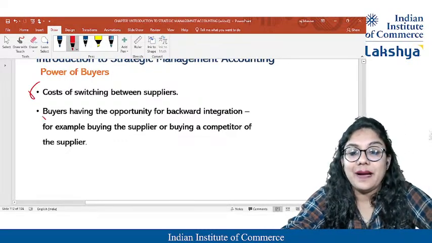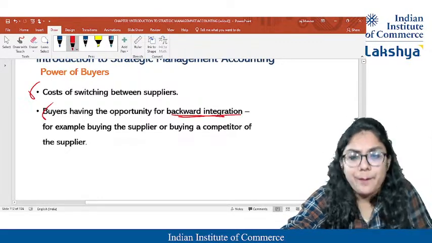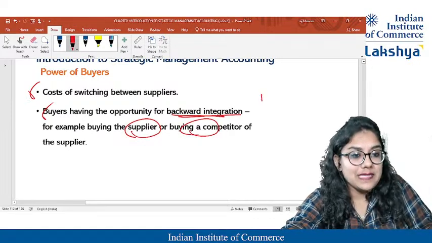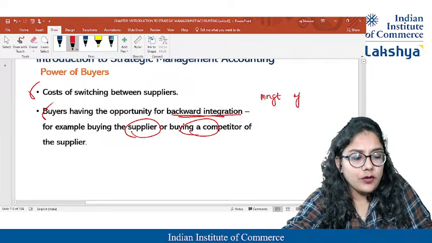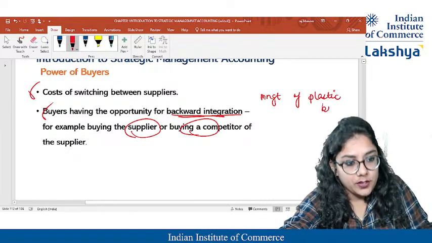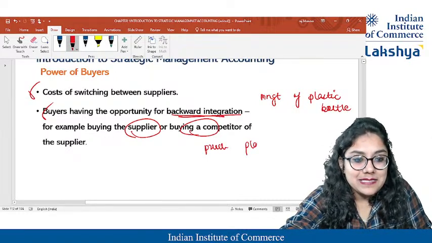Then the buyers have an opportunity of backward integration also. That is buying the supplier, or buying the competitor of the supplier. For example, I'm in the manufacturing of plastic bottles. For that, what do I take? I purchase plastic granules.